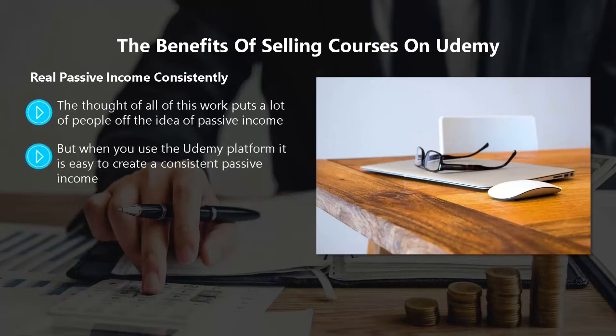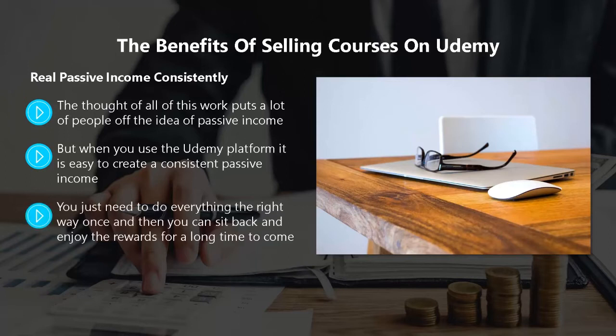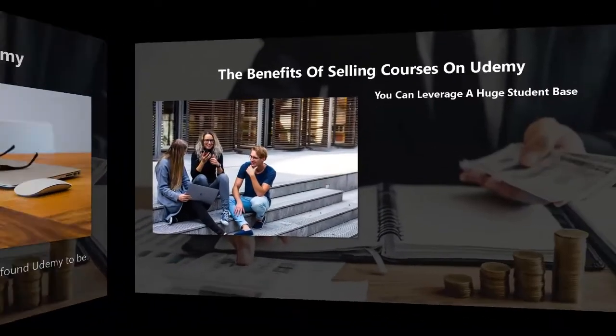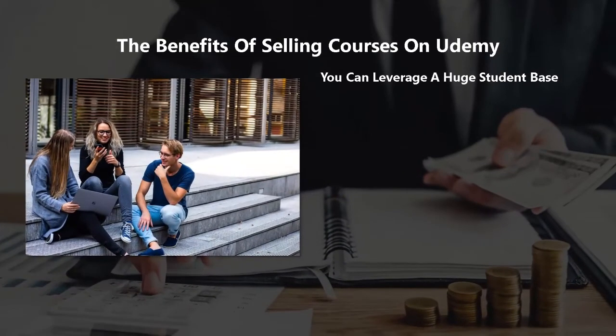But when you use the Udemy platform, it is easy to create a consistent passive income. It is not unusual for people that create in-demand courses on Udemy to generate thousands of dollars per month in passive income. You just need to do everything the right way once, and then you can sit back and enjoy the rewards for a long time to come. Once you know how to do it right, you can create more courses to increase your monthly income. People that have tried other methods of generating passive income have found Udemy to be the answer. Nothing else really comes close to the ease of getting started on Udemy and setting up passive income streams for years to come.